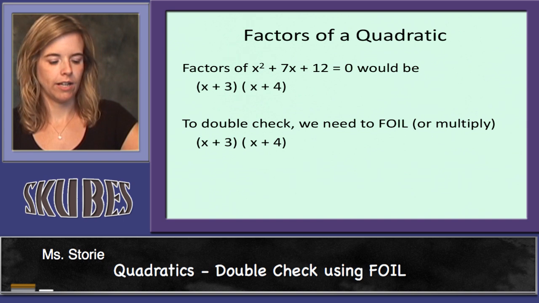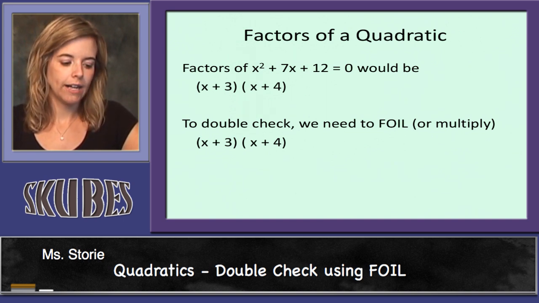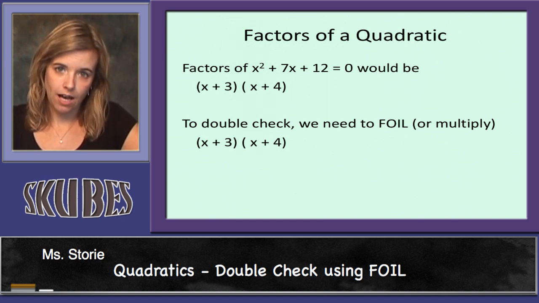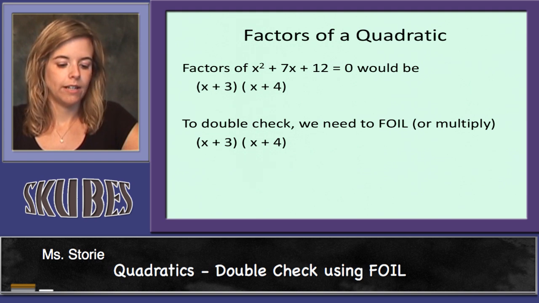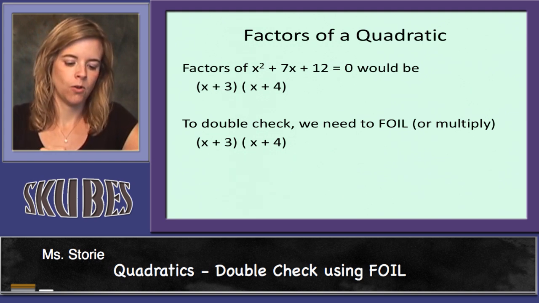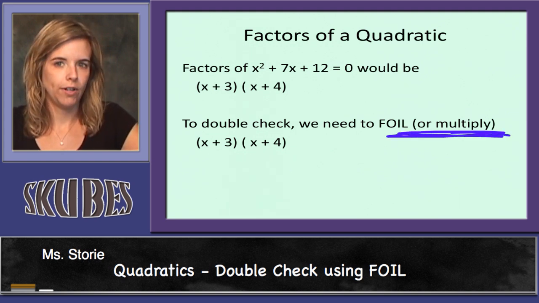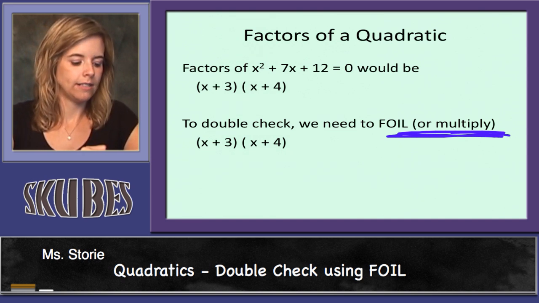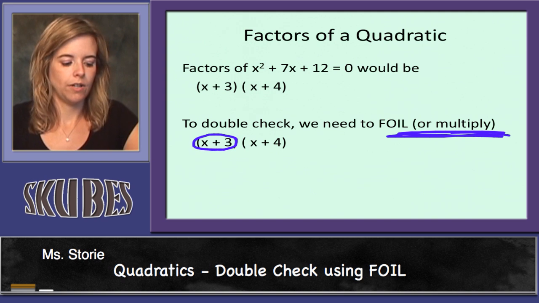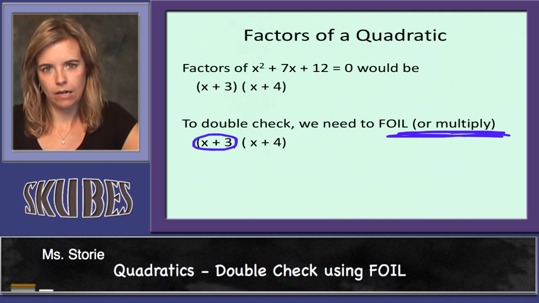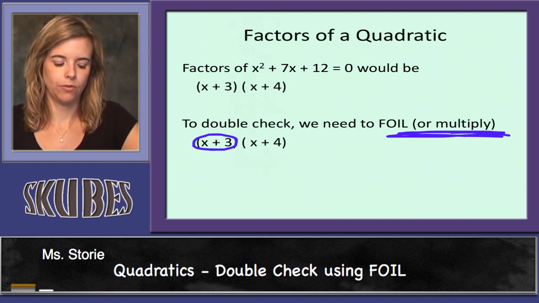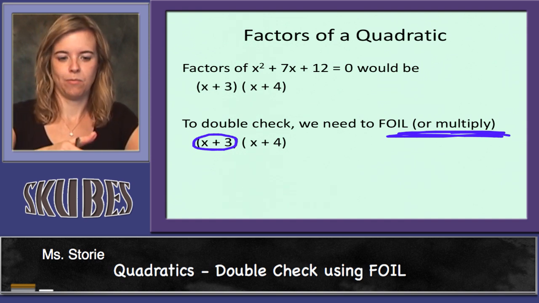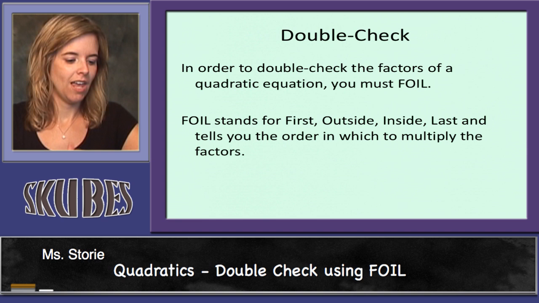Factors of x squared plus 7x plus 12 equals 0 would be x plus 3 quantity times x plus 4. Now to double check, we need to FOIL, or multiply. And FOIL stands for something to help you remember how to multiply these together. It's not a simple, I add x and 3 together. They're not like terms, so I can't add them together. I have to leave them as x plus 3. But how do I multiply x plus 3 times x plus 4? I'm going to show you how.